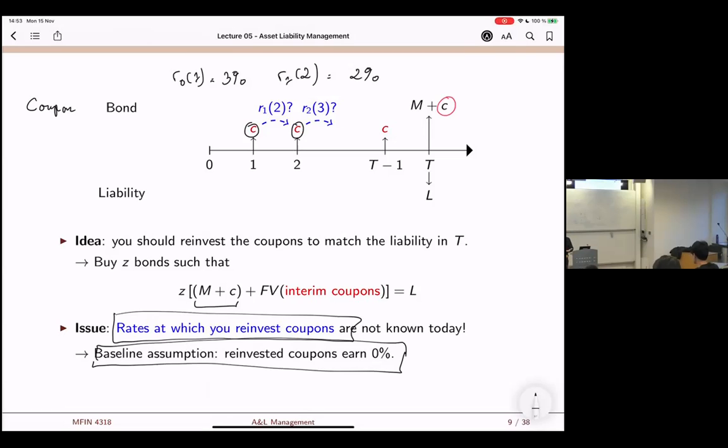Of course, these days 0% might not be very conservative, right? 0% is kind of what you get already. So you might want to assume an even lower rate, but the idea is that you will assume a reinvestment rate that is lower than what you can get today.